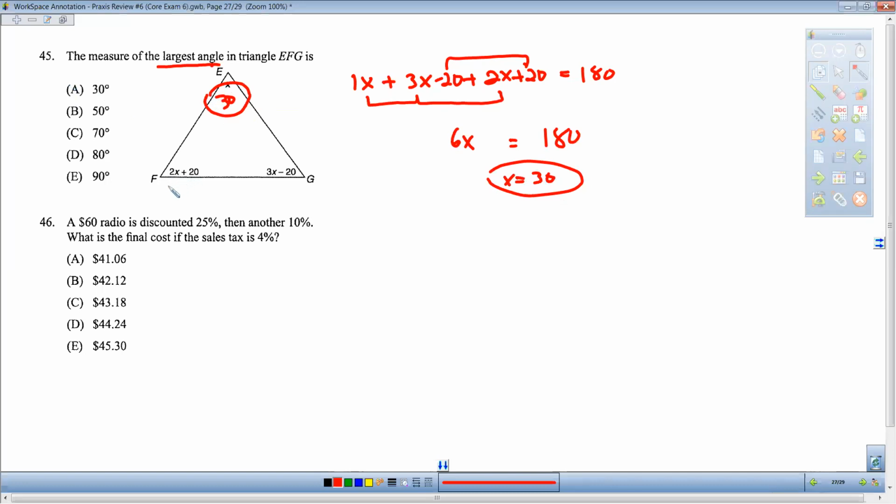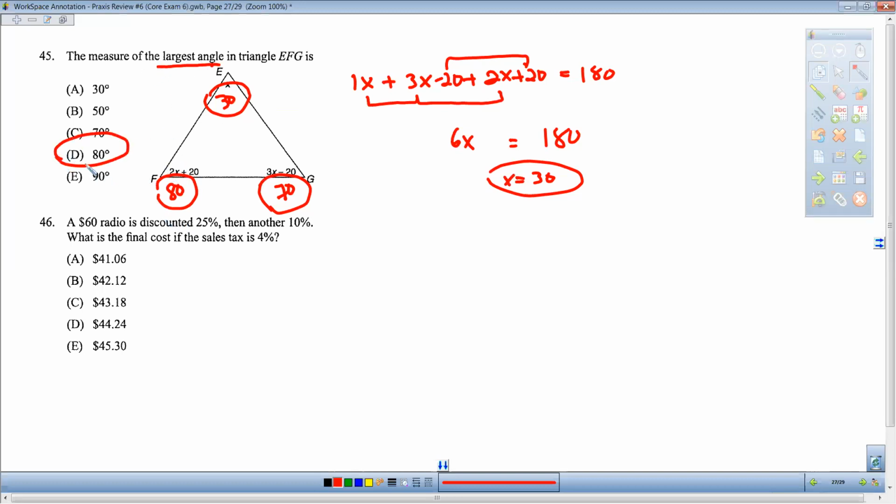60 plus 20, well, that's 80. And then here I'm going to have 3 times 30, which is 90. But when you take 90 minus 20, you're going to get 70. And notice that when you do that, 70 and 30, that's 180. So what's that measure of the largest angle?